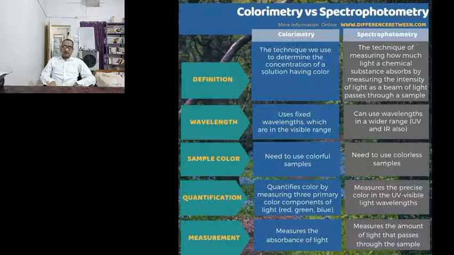But colorimetry is the technique that helps to determine the concentration of a solution having color. It measures the intensity of color and relates the intensity to the concentration of the sample. In colorimetry, the color of the sample is compared with the color of a standard in which the color is known. As I have already told you in the class, we compare it with a standard solution in which the concentration of that solute is already known.